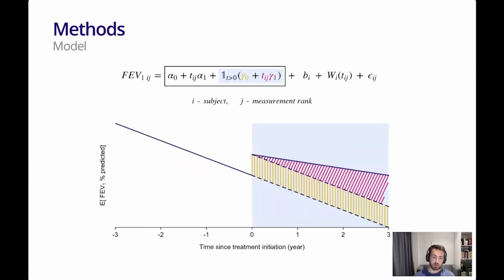The aim of this study was to create a model with FEV1 as the outcome and time since baseline as the only explanatory variable. So time is the only covariate present in our model. We assume the linear effect of time, and by incorporating a change point at baseline, we allowed an intercept and slope change after the treatment start, as you can see on this plot, highlighted in yellow and pink.